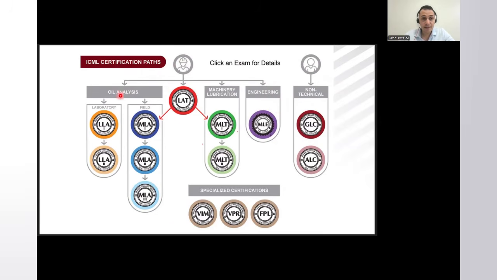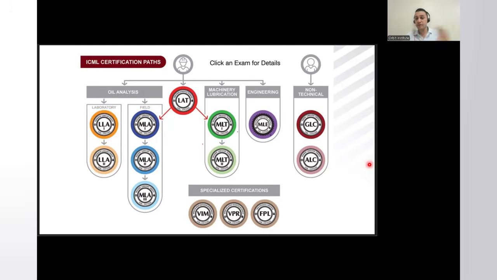Okay. So as you can see here, the career path of oil analysis, or the knowledge of oil analysis, can be divided into two main branches: the field oil analysis, which is the most recognized, MLA level 1, MLA level 2, and MLA level 3, which is machinery lubrication analysis, and the LLA, which is related to the laboratory.